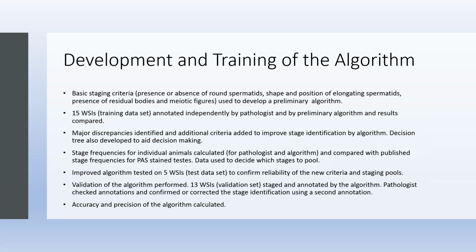So by doing that, they either agreed or corrected the stage identification using a second annotation. And once we'd completed that, we calculated the accuracy and precision of the algorithm.